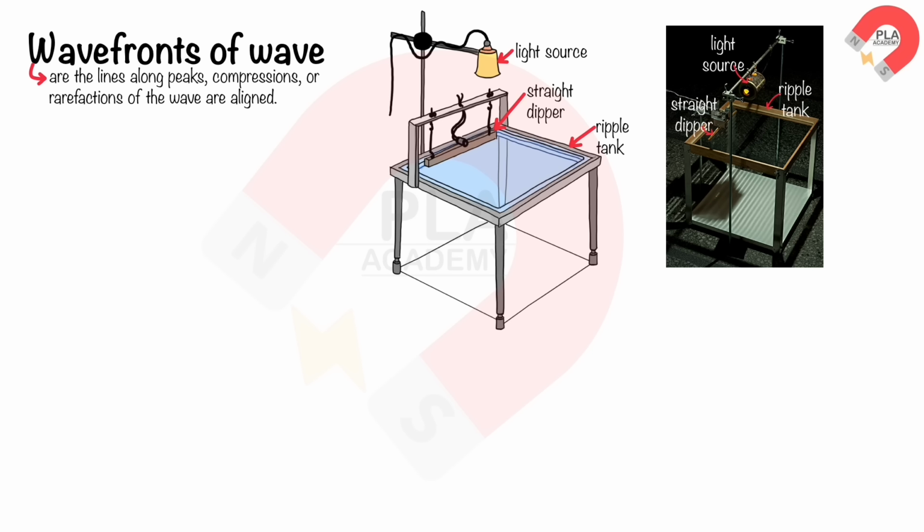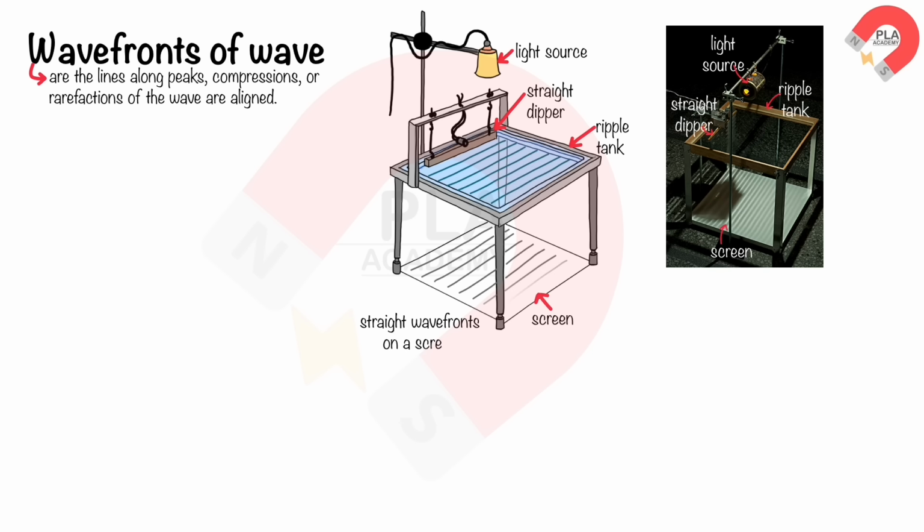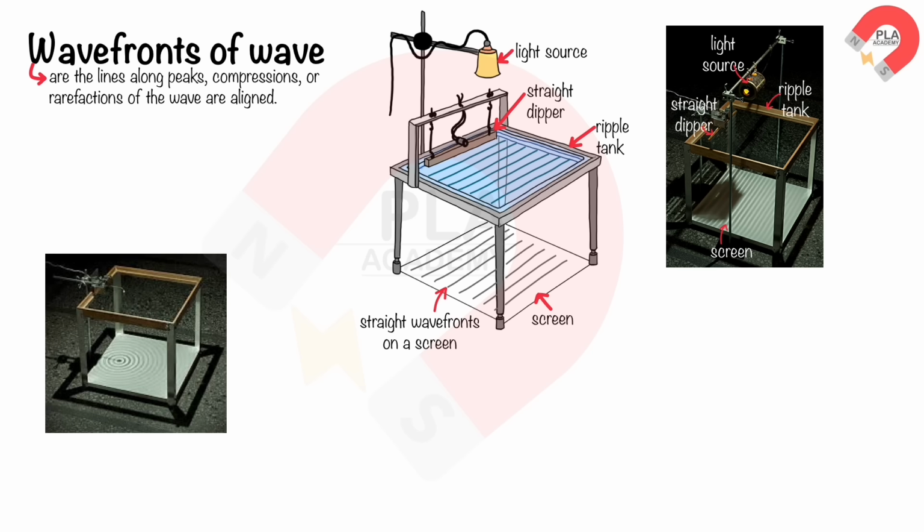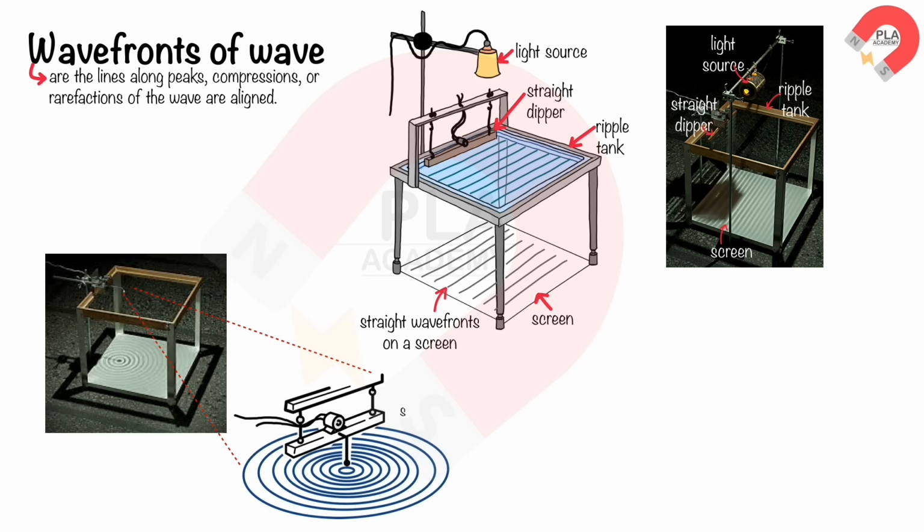When the dipper is vibrated up and down, it creates a series of parallel wavefronts. The screen below the ripple tank is used to observe the wavefronts of the water wave. The stroboscope, or video camera, is used to make the slow motion of the wavefronts of water wave on the screen. A small sphere dipper can be used to create circular wavefronts in a ripple tank. When the dipper is dropped into the water, it creates a circular wavefront that expands outward, as shown.